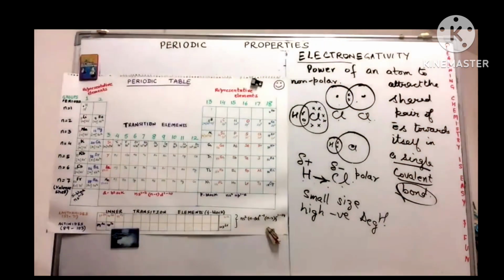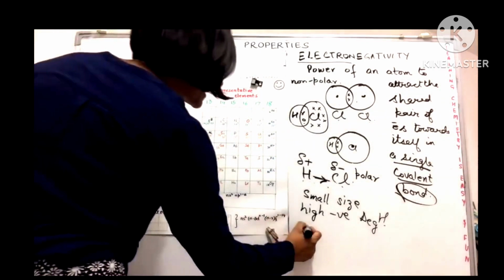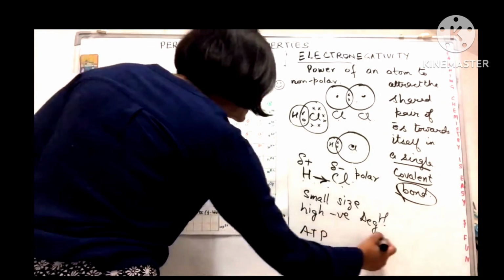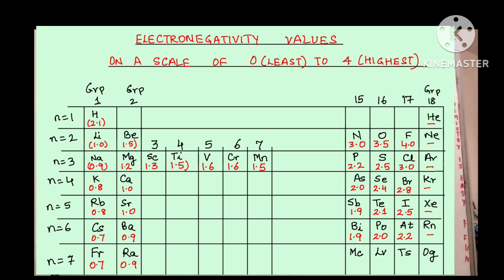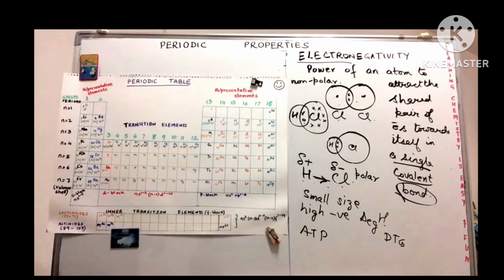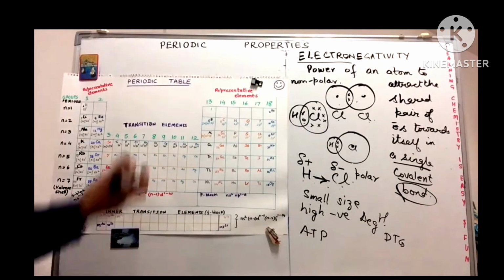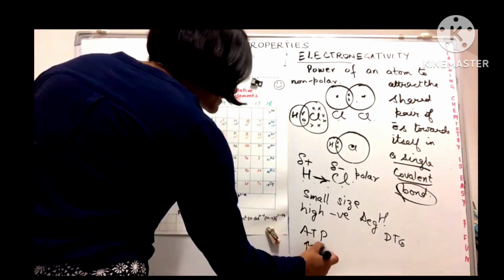So what about electronegativity across the period, down the group? Think and tell me. Again, yes, simple. Size of the atom. If you talk about the size of the atom, what is happening to the size of the atom across the period? Decreasing. What is happening to the electron gain enthalpy across the period? Increasing. So what is happening to the electronegativity across the period? Increasing.